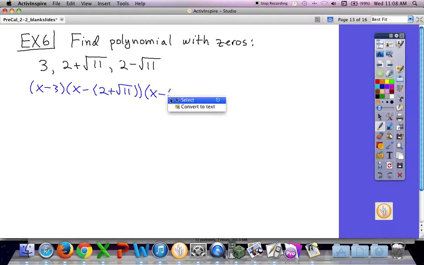X minus parentheses, and it did it again. Stay. Come on. Minus 2 minus, come on. This is getting to the point of the ridiculous. 2 minus the square root of 11.